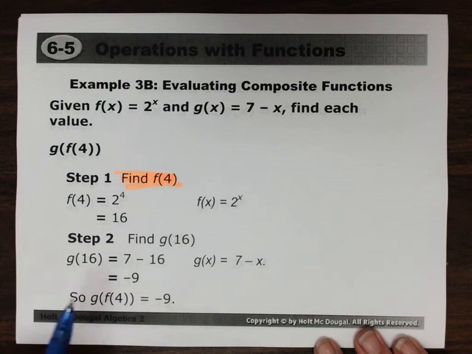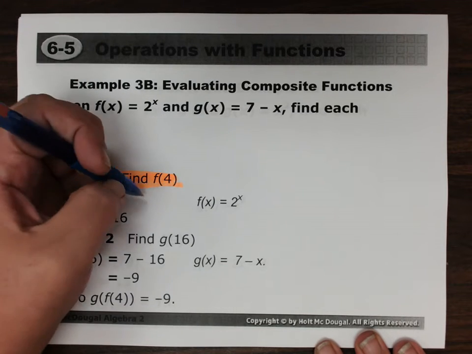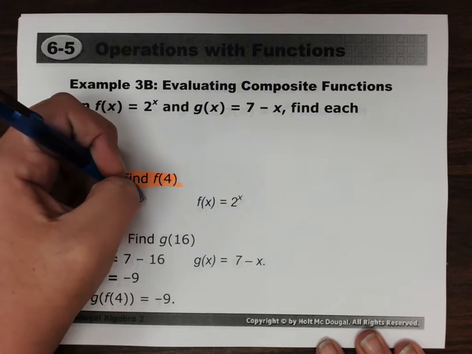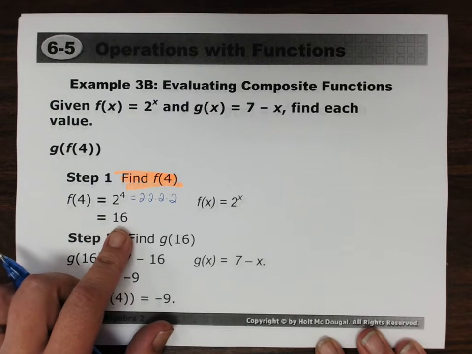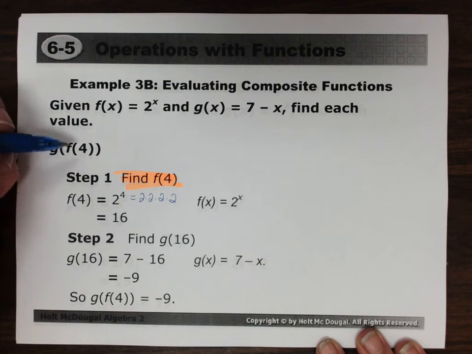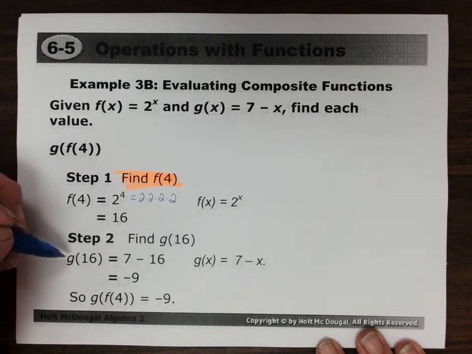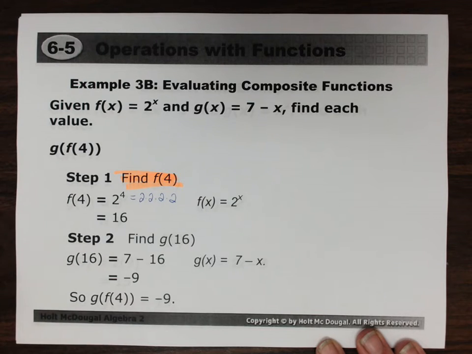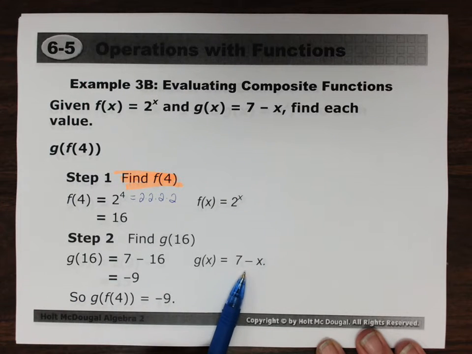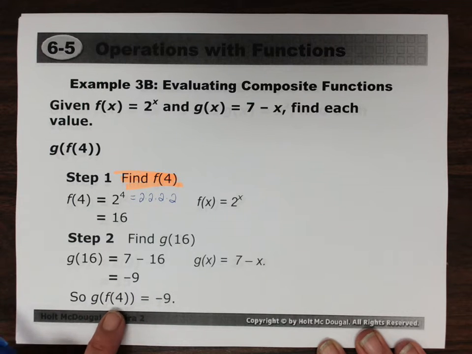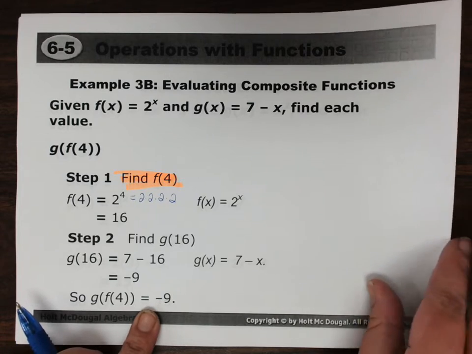Well, we know that f is 2 to the x, so we plug in 4. Recalling again, that's not 2 times 4, it's 2 times 2 times 2 times 2, and 2 to the 4th power equals 16. Now we can replace f of 4 in that composition notation, and we want to find out what happens when we plug 16 into g. G was 7 minus x, so 7 minus 16 gives us negative 9. So g of f of 4 is equal to negative 9.